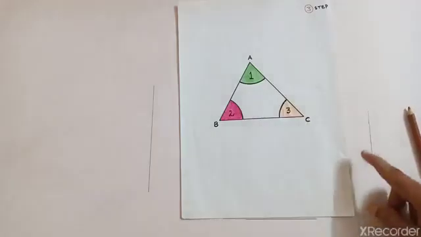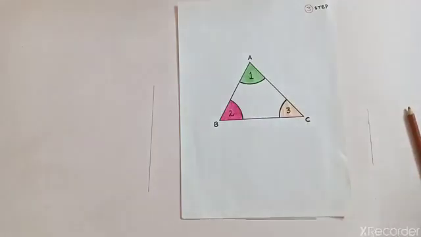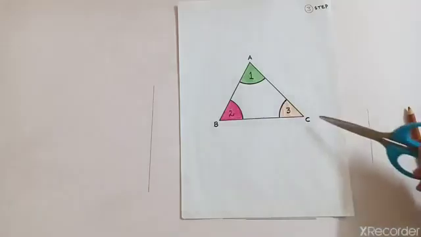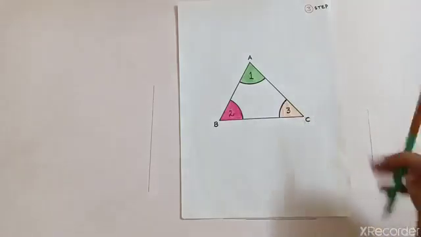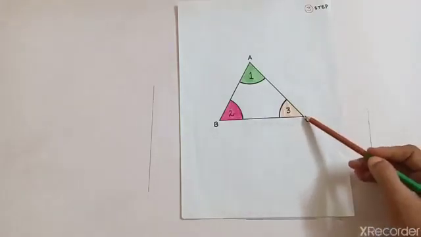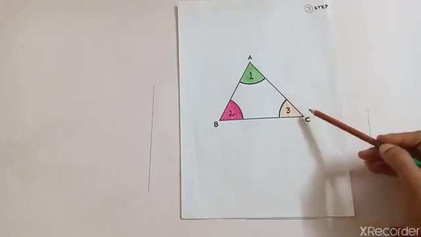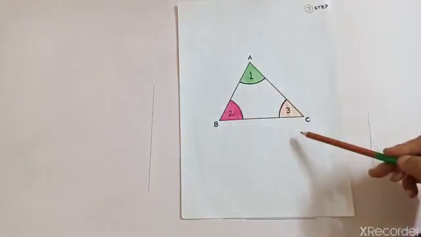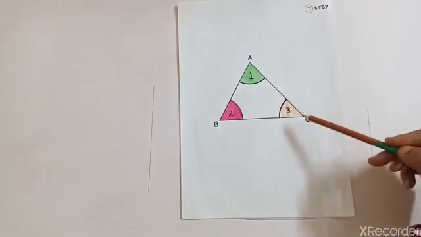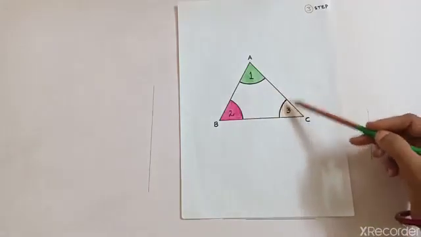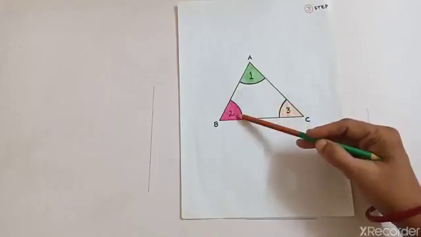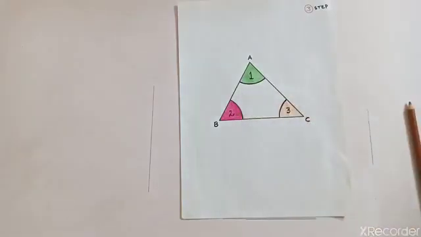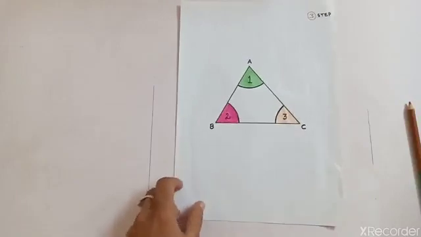Now we will cut this triangle with the help of scissors. When you cut it, you will start from this point C. From here you will cut, and you have to cut very precisely along the side of the triangle. First you will cut the triangle, then you will cut the angles. So I have drawn a similar triangle and I have cut the angles here.